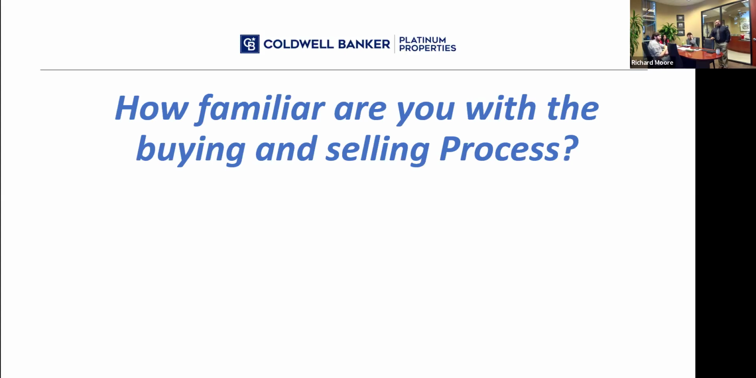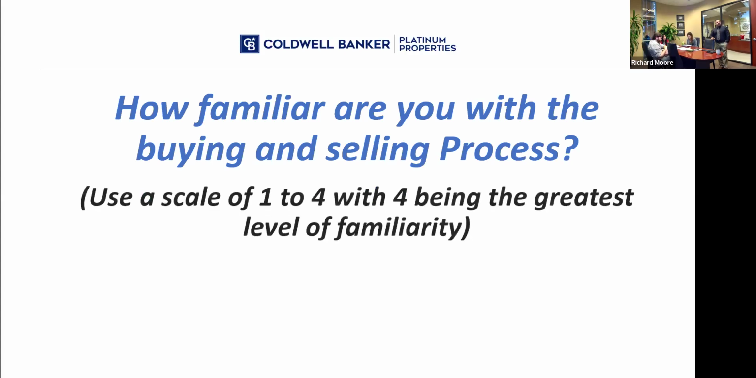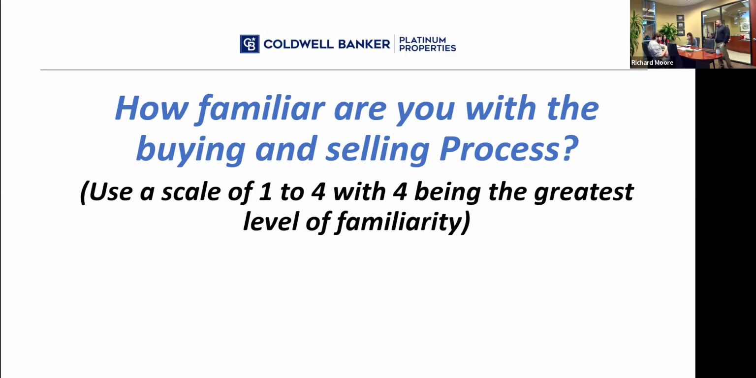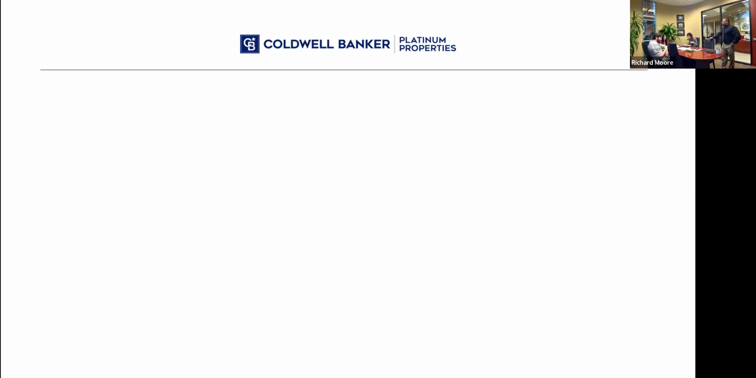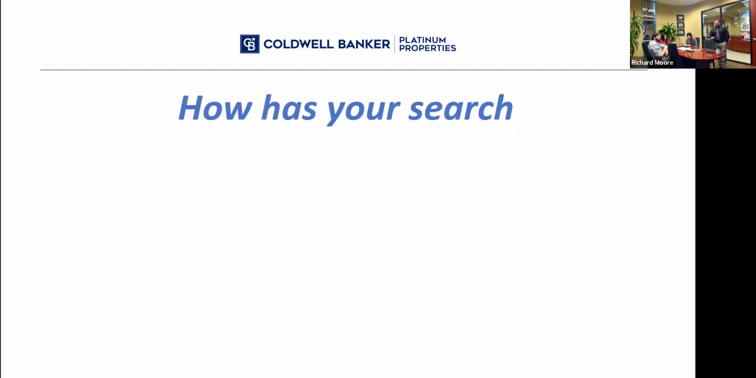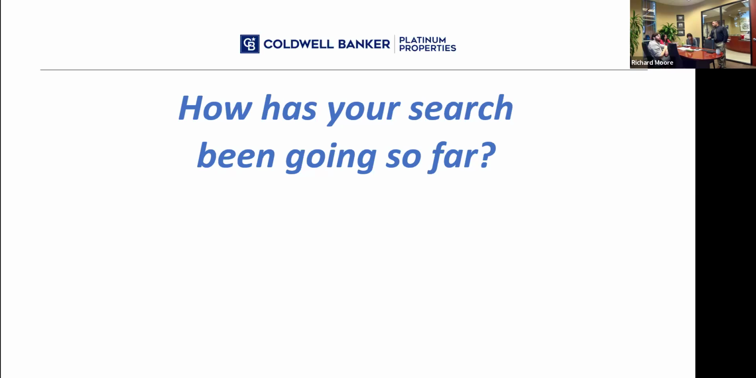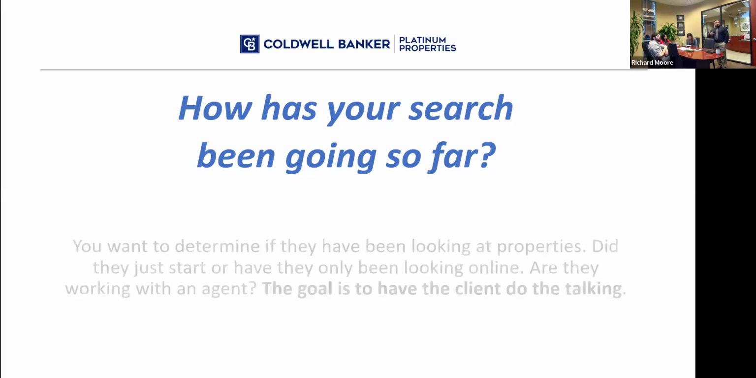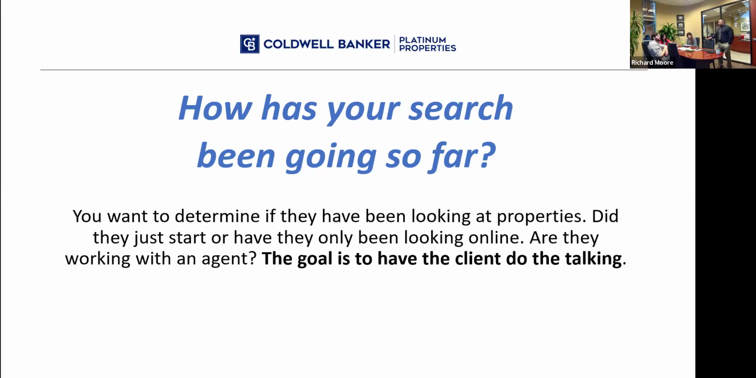How familiar are you with the buying or selling process? So, scale of 1 to 4, again, this gives you a better understanding of what kind of terms they're going to understand, like what escrow is, what title is, what the closing costs are going to be, commission. They'll have a better understanding of what they're doing, right, and what you're doing to help them. How has your search been going so far? So this helps you understand whether they've started their search or if they haven't searched at all.